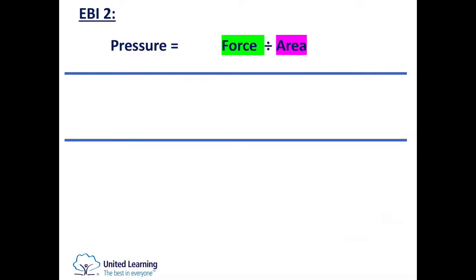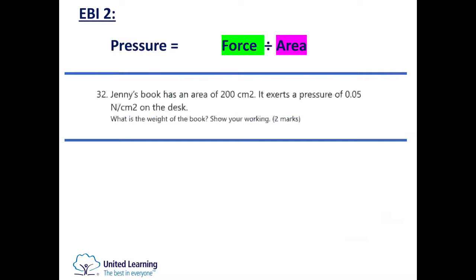Okay, so now we are confident in using this equation, but there is another question that came up in the exam, and that is this question. Jenny's book has an area of 200 centimeters squared. It exerts a pressure of 0.05 newtons per centimeter squared on the desk. What is the weight of the book? Show your working. So this time round, the question is asking you to find the weight, or in this case, it's going to be a force.